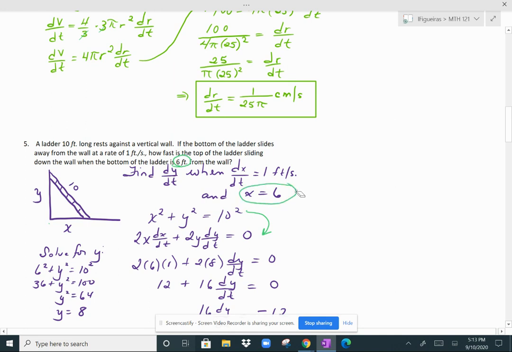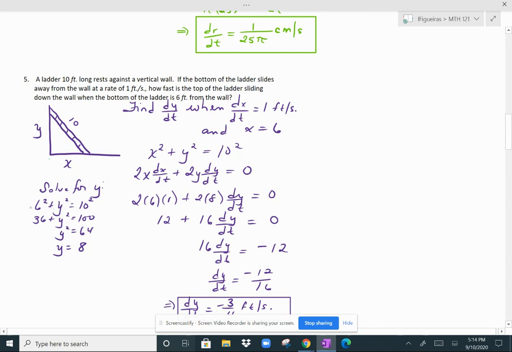So for me to find dy/dt here, I'm going to need to know what x is, and I do. I'm going to need to know what dx/dt is, and I do. But I do need to know what y is. This is an unknown right now. So I'm going to use what I know in order to solve for y.